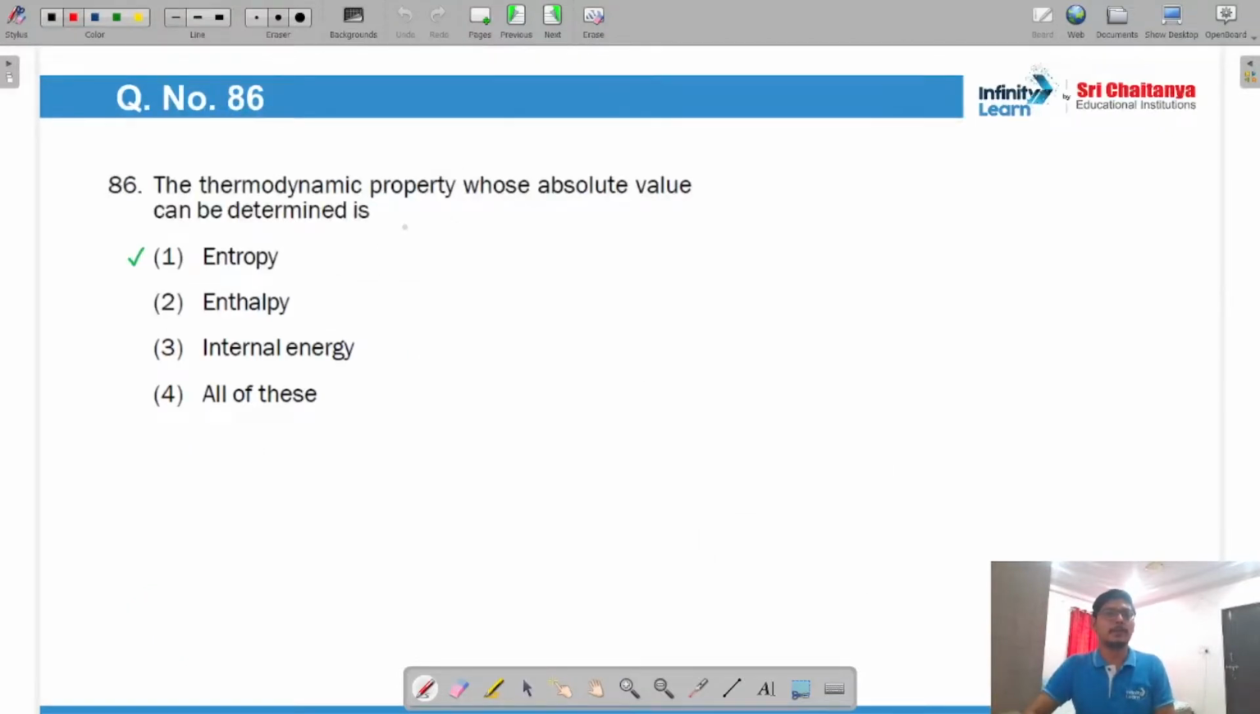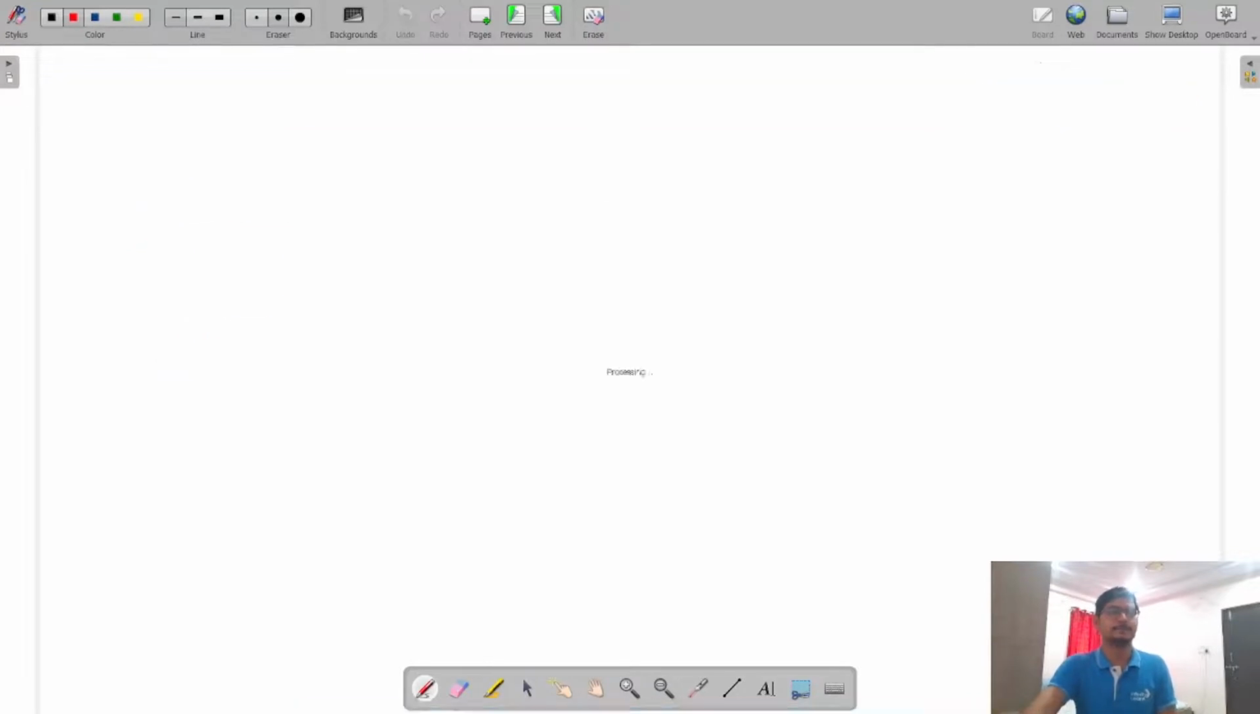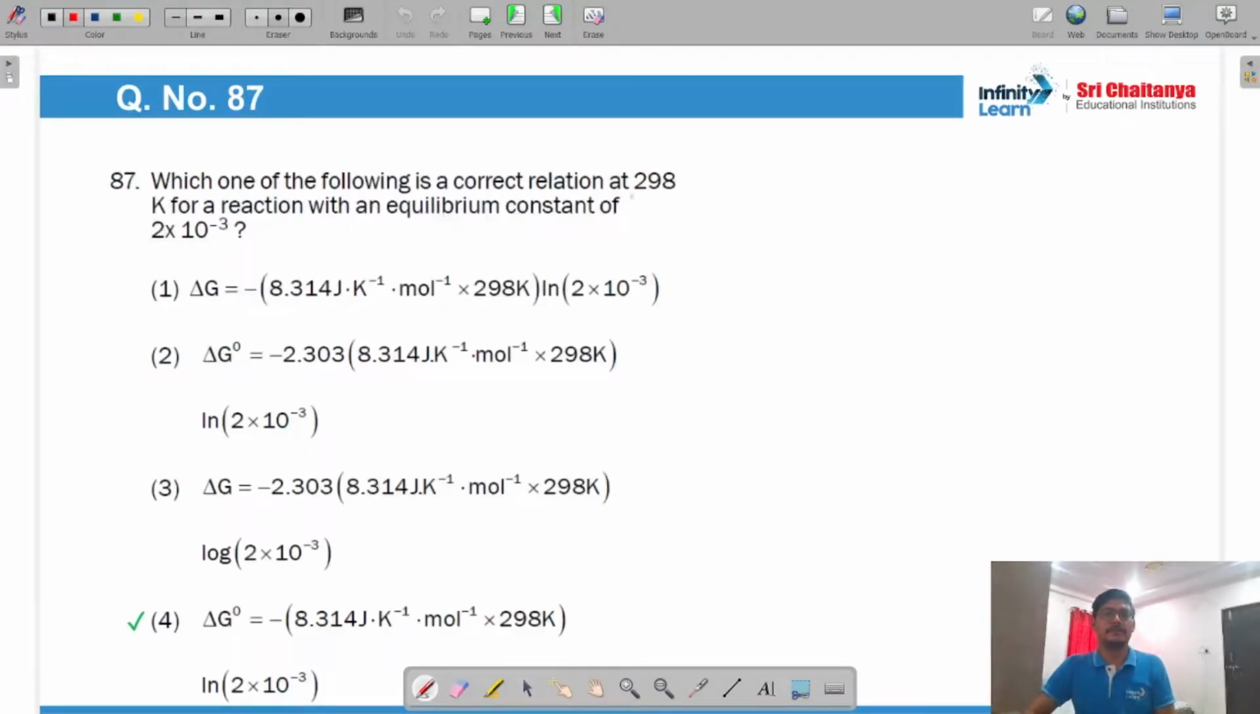The thermodynamic property whose absolute value can be determined is entropy, and how? Using the third law of thermodynamics. Which of the following reactions gives the correct relation? So remember guys, the relation is delta G naught equals minus RT ln Kc. So of course this is the correct answer.